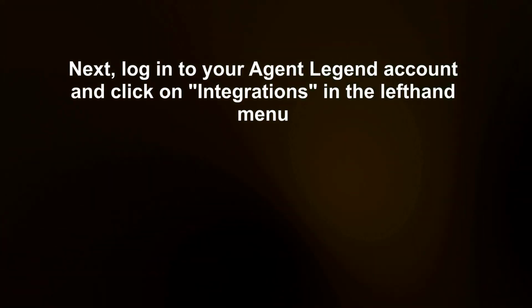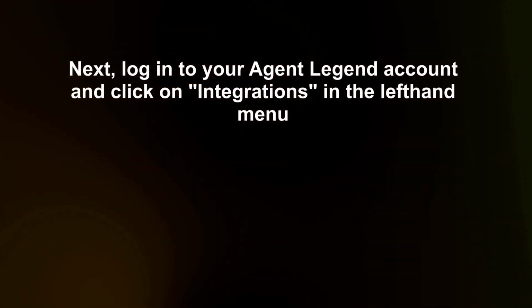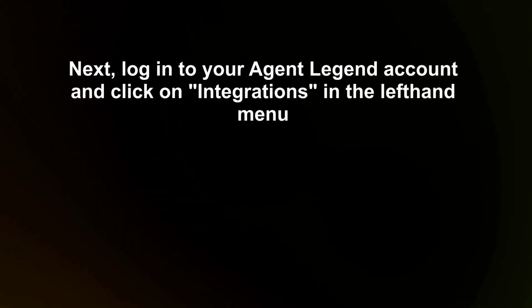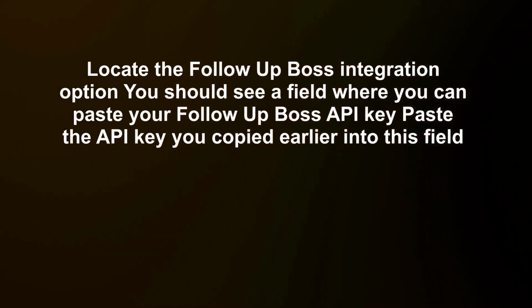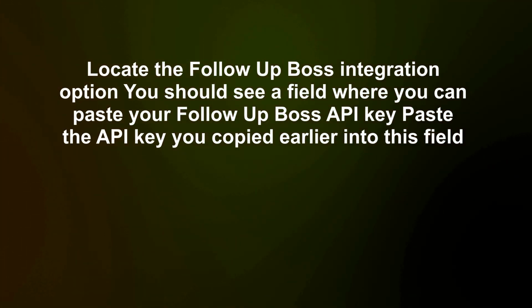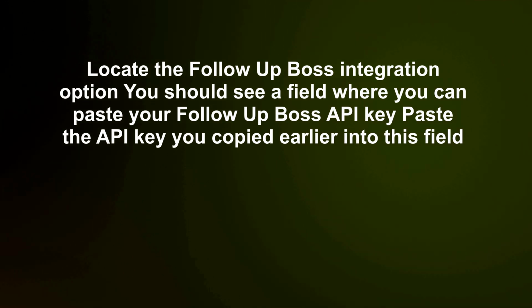Next, log into your Agent Legend account and click on Integrations in the left-hand menu. Locate the Follow-Up Boss integration option. You should see a field where you can paste your Follow-Up Boss API key. Paste the API key you copied earlier into this field.